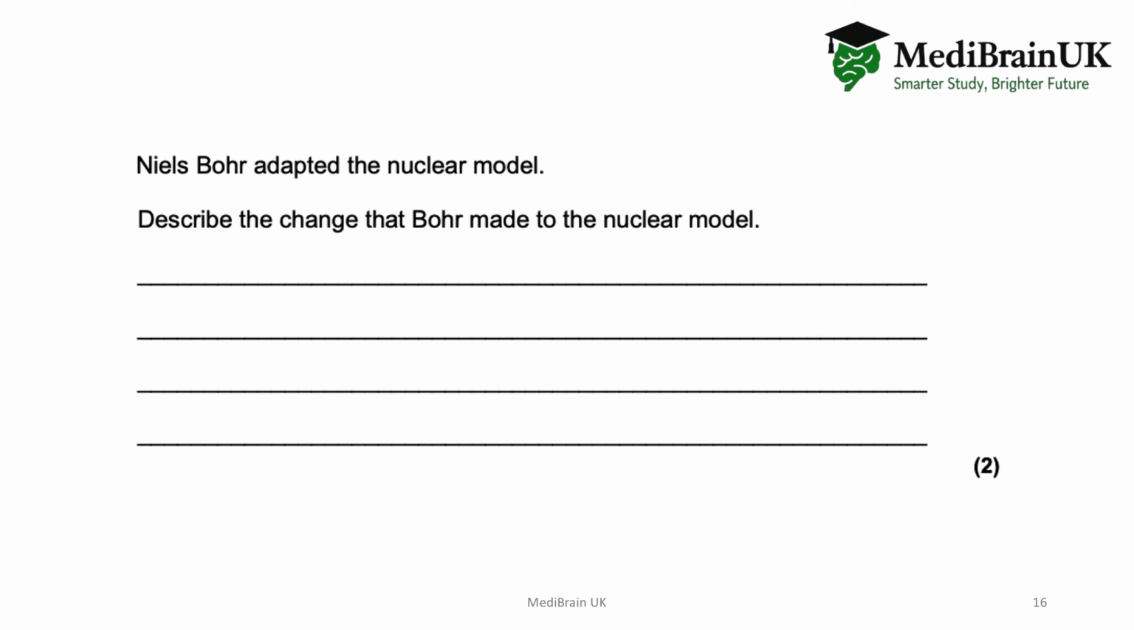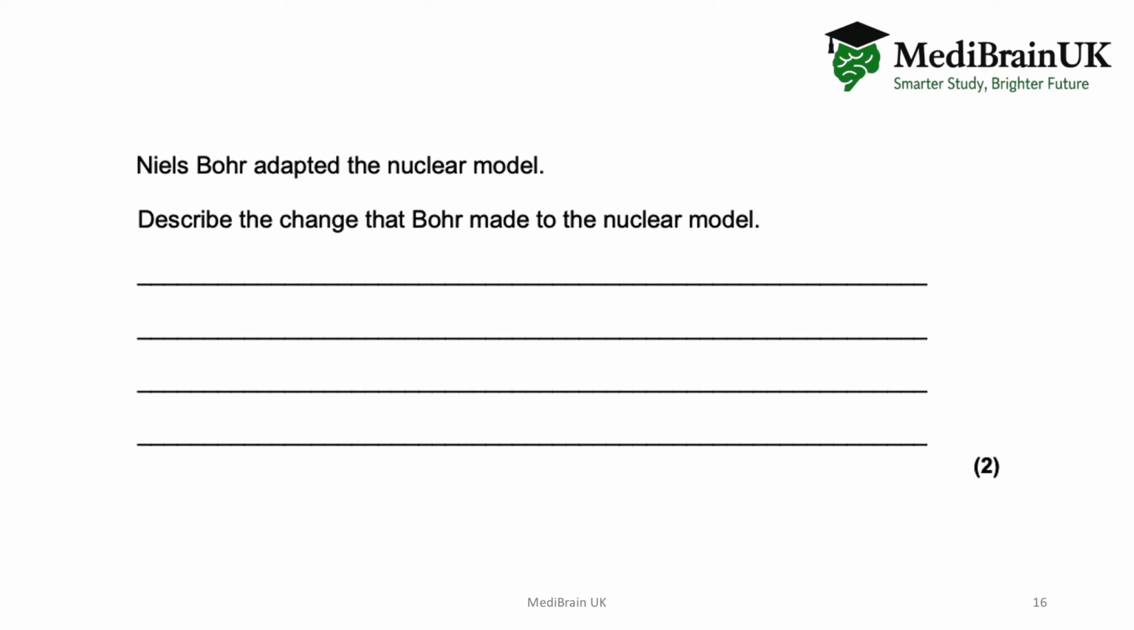Moving on, it then says Niels Bohr adapted the nuclear model. Describe the change that Bohr made to the nuclear model. So when we had the original nuclear model, we had the nucleus in the center and just had electrons scattered around the nucleus. Niels Bohr came in and adapted this nuclear model. The nuclear model was adapted to say that the electrons orbit the nucleus, they move around the nucleus, and they are at fixed positions around the nucleus. They are at fixed positions between the nucleus and the electron shells.